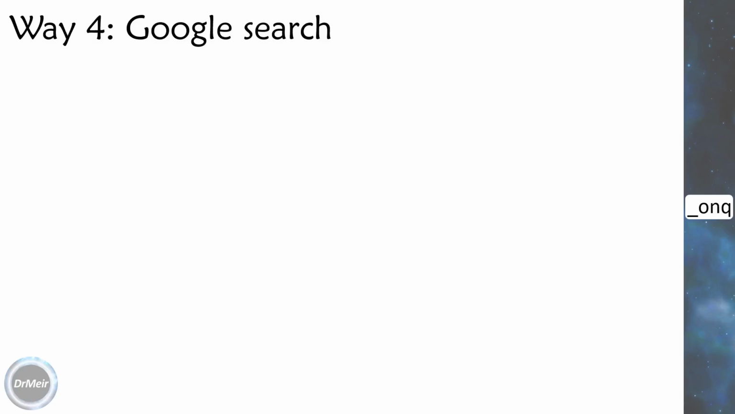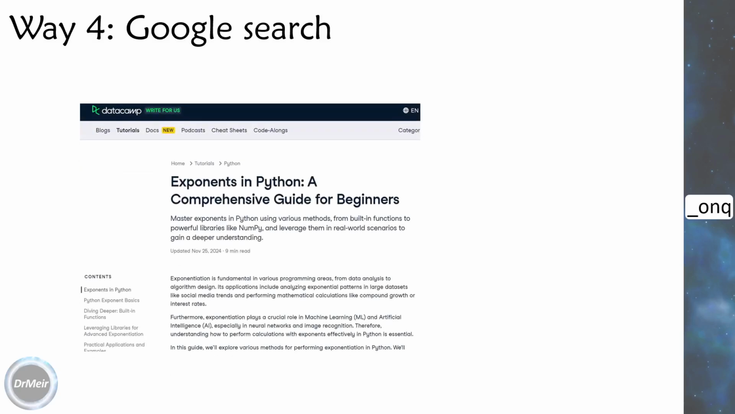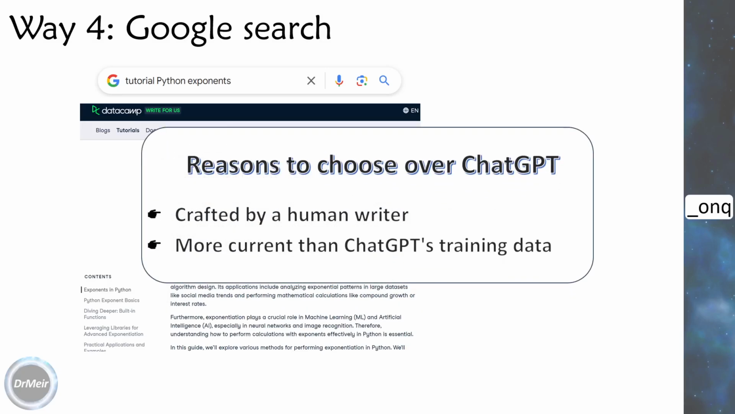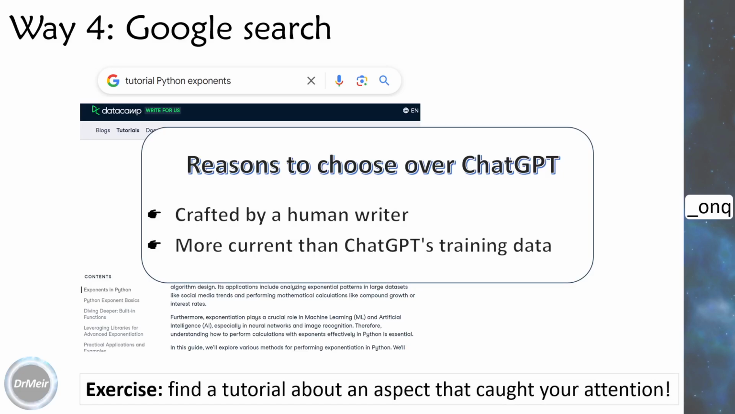Suppose I want to find a tutorial that provides a broader and deeper perspective on computing exponents in Python. In these situations, I turn to Google. While I could ask an open-ended question in ChatGPT, sometimes I prefer a tutorial crafted by a human writer, or one with information more current than ChatGPT's training data. As an exercise, use Google to find a tutorial that broadens your understanding of any aspect that has caught your attention so far.